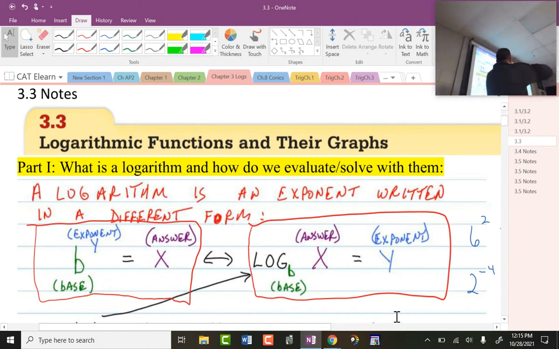But anyway, that's what a logarithm is. You just got to know it. So I put some things off to the side.